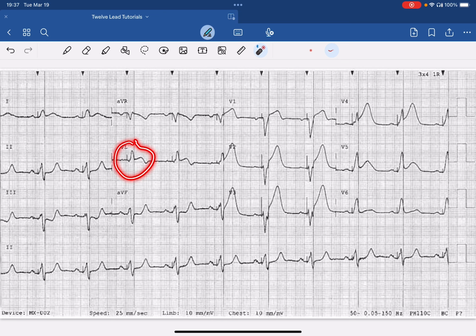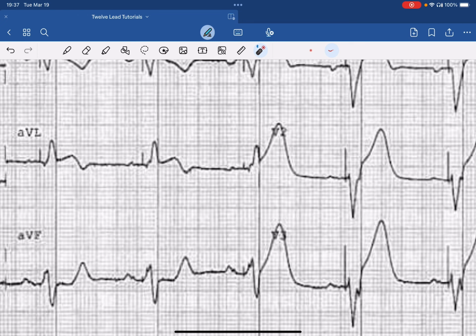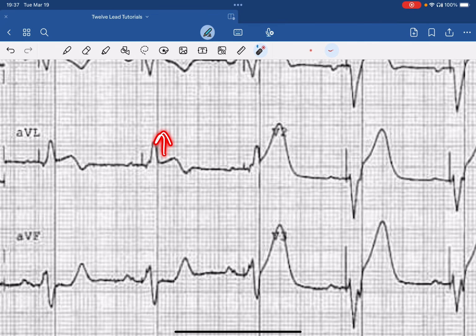aVL looks suspect. If we zoom in on that, we can see that we have a positive QRS complex and a positive T wave, and it does in fact appear that there is some slight elevation from the baseline. If we look at the TP segment, this segment right here, we can appreciate that there is some elevation. Again, it looks to be maybe about a half a millimeter to a millimeter, but the boxes are kind of difficult to look at.